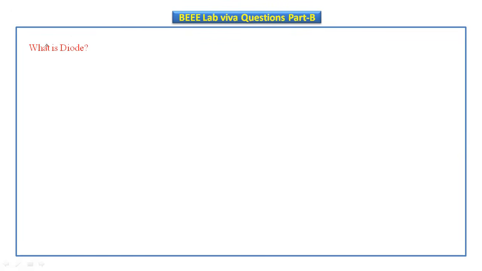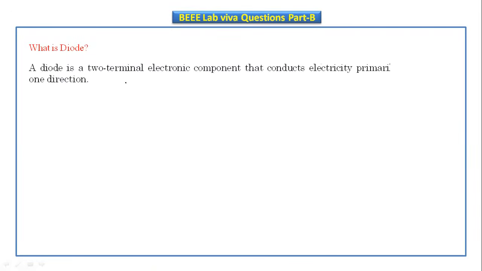The first question is, what is a diode? A diode is a two-terminal electronic component that conducts electricity primarily in only one direction. It allows current only in one direction. A diode is basically a switch which allows current only in forward bias. In reverse bias, the diode will be in the off condition. If you see the diode symbol, this is the symbol of the diode, which has an anode and a cathode. It is a P terminal and an N terminal.